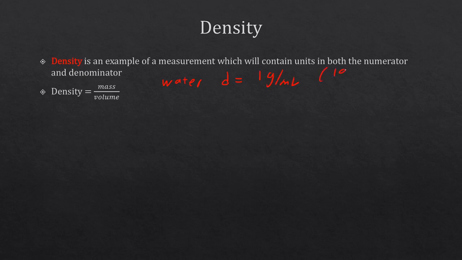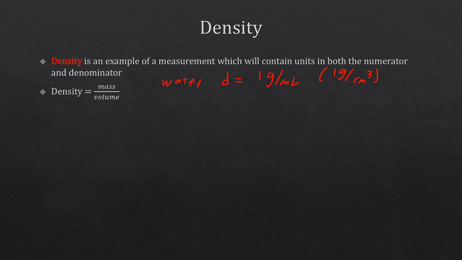Note, you will also sometimes see it written 1 gram per cubic centimeter. But as we learned in our conversion factors, a milliliter and a cubic centimeter are the same thing. So just know we don't mean anything different when we say either of those. What this means is that if I have 10 milliliters of water, it's going to have a mass of 10 grams. If I have 1,000 milliliters of water, then I'm going to have 1,000 grams.